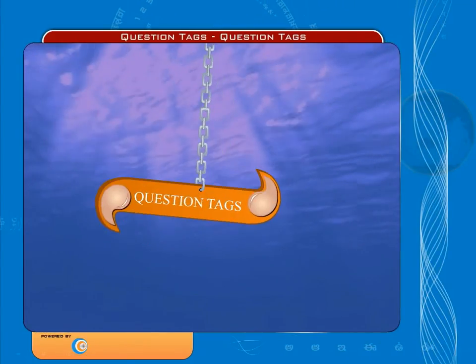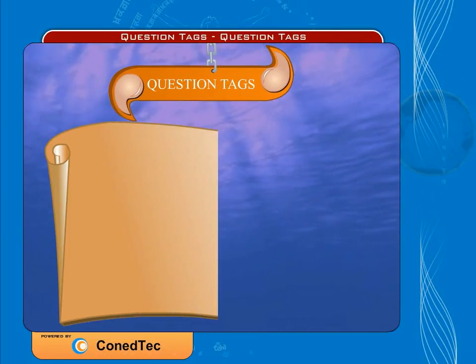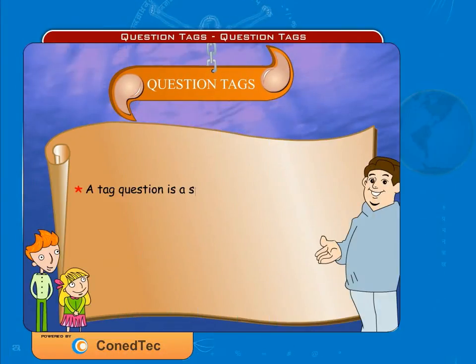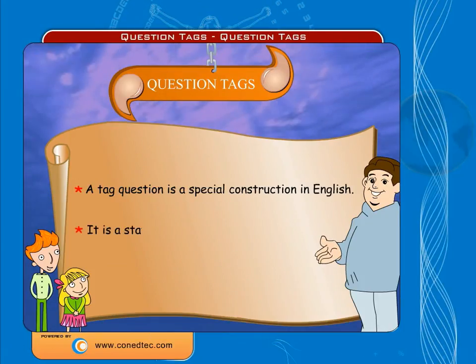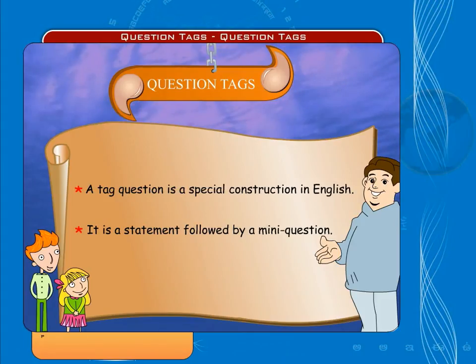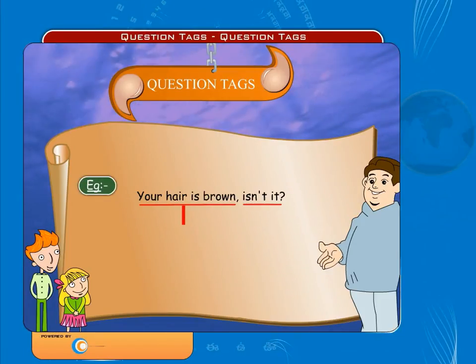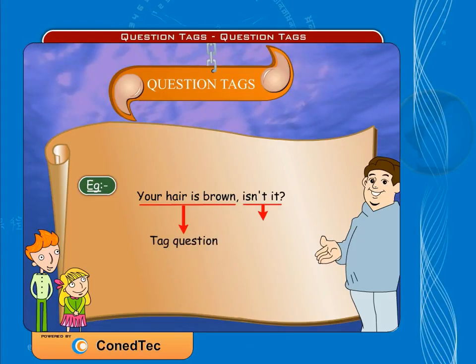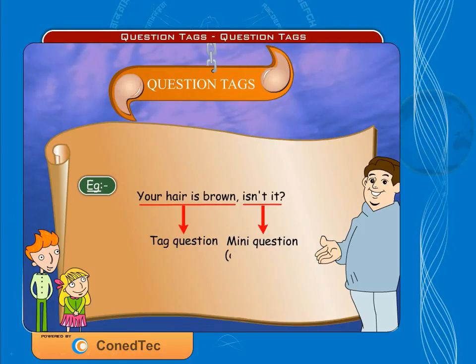Question tags. A tag question is a special construction in English. It is a statement followed by a mini question. The whole sentence is a tag question, and the mini question at the end is called a question tag.